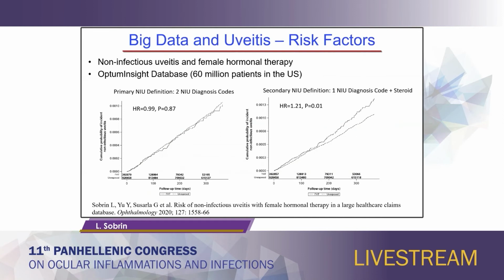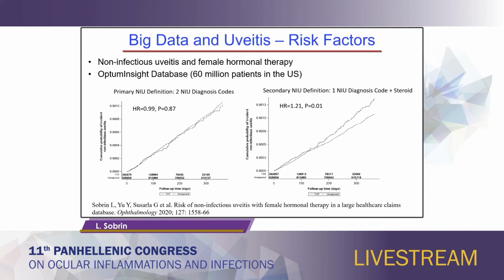Our group has also looked at the risk of uveitis with several medications. One that was of particular interest was female hormonal therapy. We all know that non-infectious uveitis and autoimmune diseases in general are more common in women, and one hypothesis in the field has been that this is related potentially to female hormones. And we know from other diseases like lupus that female hormonal therapy can impact the number and the frequency of flares of disease. And so we decided to look at this for uveitis.